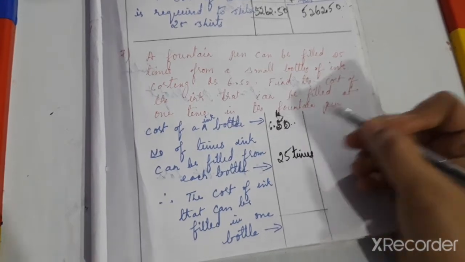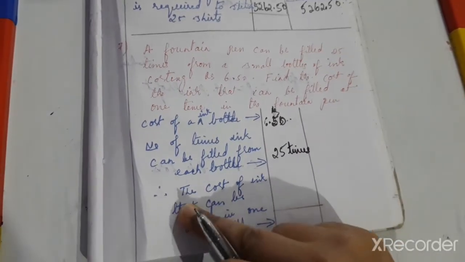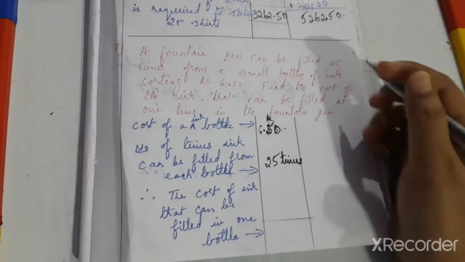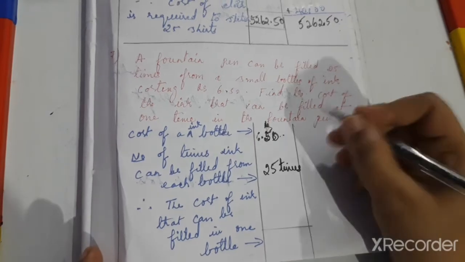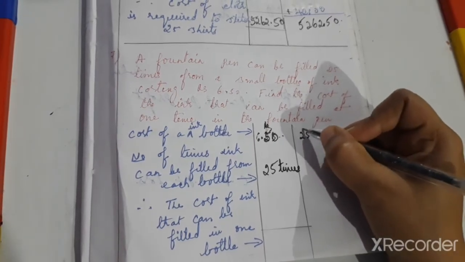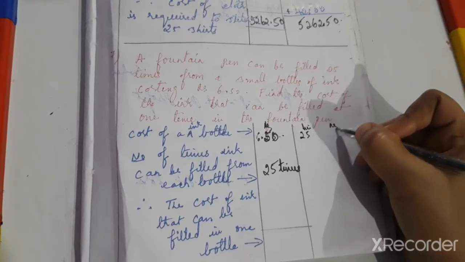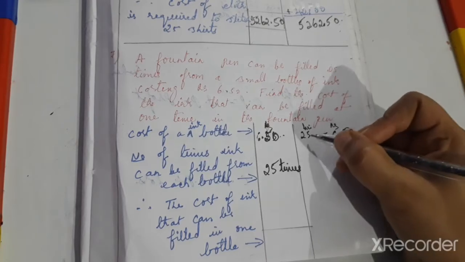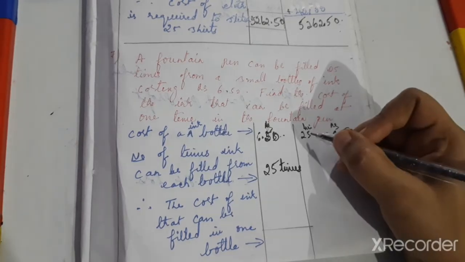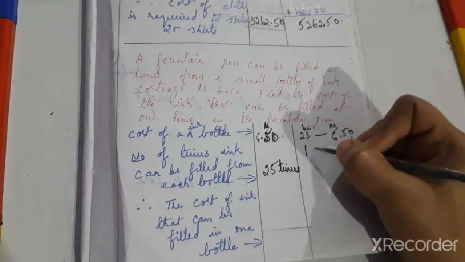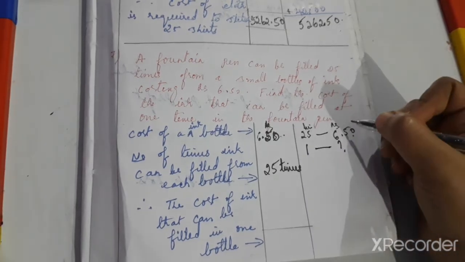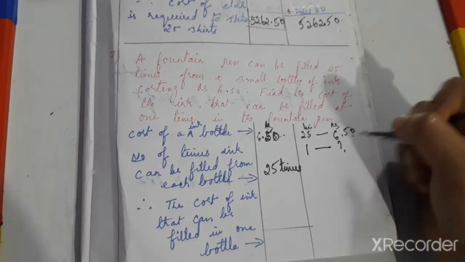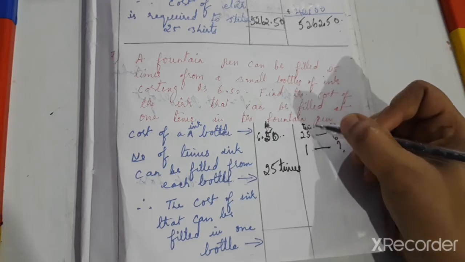25 times, this is rupees, so 25 times. Therefore, the cost of ink that can be filled in one bottle. Okay, so here, in rupees, for 6 rupees 50 paisa we can fill 25 times. Okay, 6 rupees 50 paisa we can fill 25 times. So for 1 time, what is the cost? With 6 rupees 50 paisa we can fill 25 times ink in a pen. So to fill one time, what is the cost?